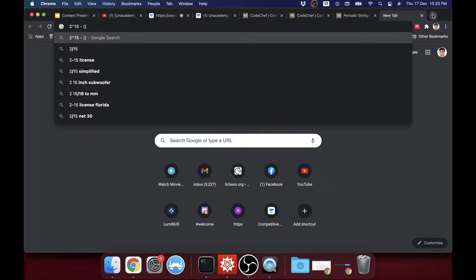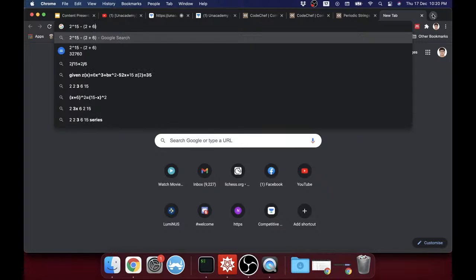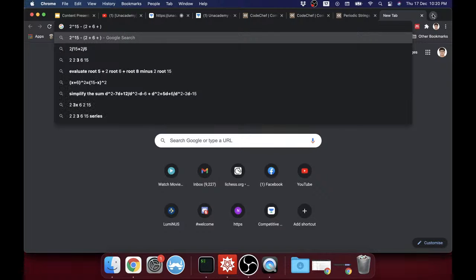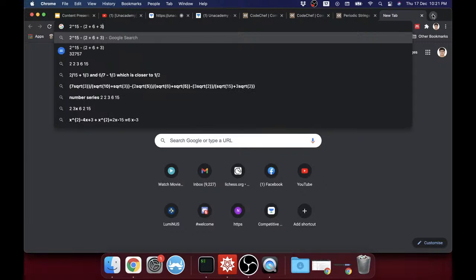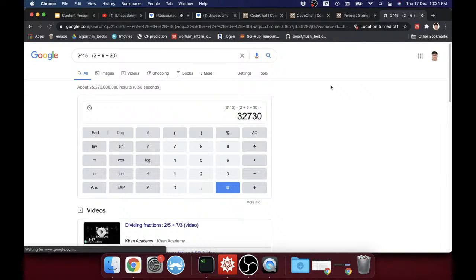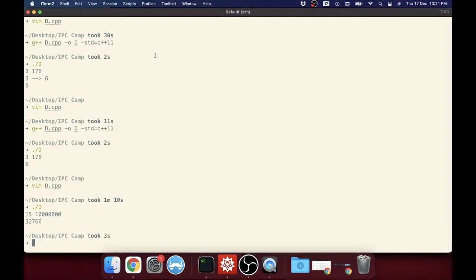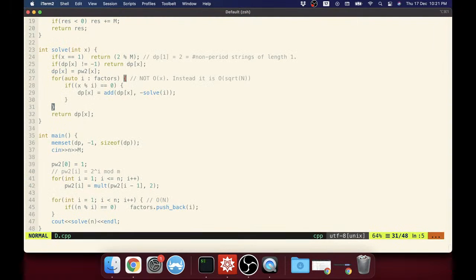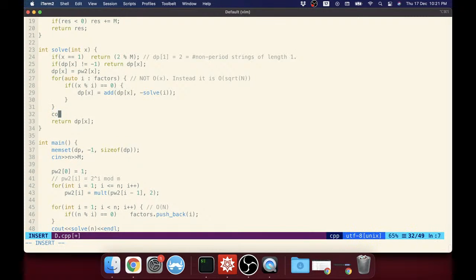What are periodic strings? There are 2 strings of length 1. There are 6 strings of length 3. And there are probably some strings of length 5 also. How many? I'm not sure. 32 minus 2, 30 strings maybe. Okay, I think the answer is 32730. Not sure entirely, but yeah, it looks like that's the answer. Let's see what we get here.